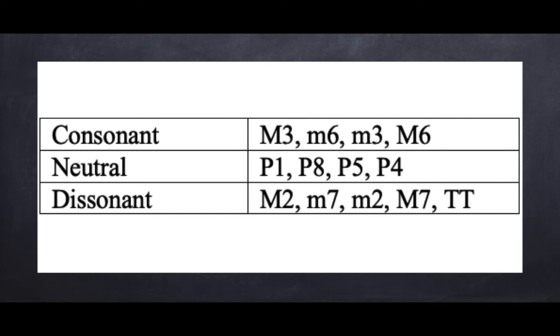The following chart lists intervals from most consonant to most dissonant. The most consonant intervals, those that blend together and are most pleasing to our ear, would be major thirds, major sixths, and minor sixths. The most neutral intervals would be the perfect unison, perfect octave, perfect fifth, and perfect fourth. The most dissonant intervals are the major second, the minor seventh, the minor second, the major seventh, and the tritone.